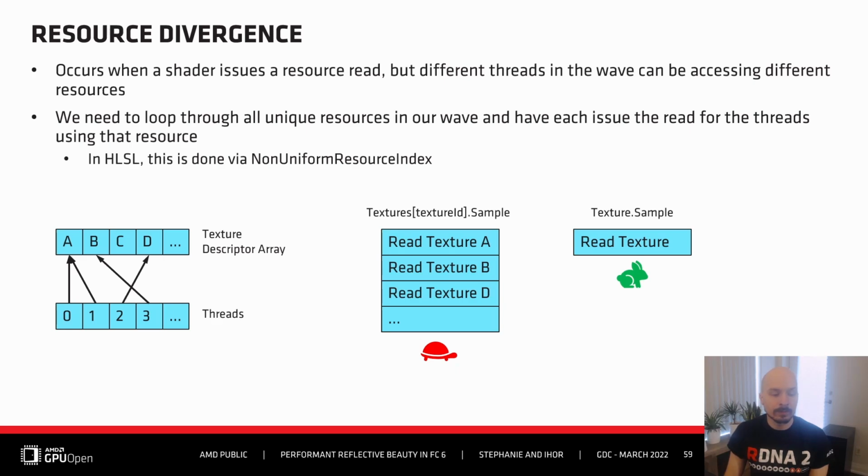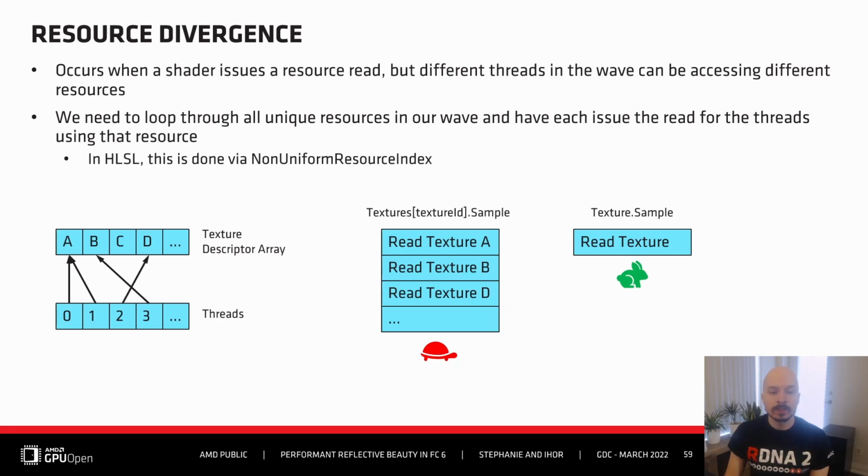The problem is, if you look at our left example, if we have different threads trying to read from different textures in a texture descriptor array, maybe we're doing a texture array.sample like we have in our middle line of code, what the hardware has to do is loop through all of the unique resources in our wave and have each issue the read for the threads that are using that resource. In HLSL, this is done when we write NonUniformResourceIndex.